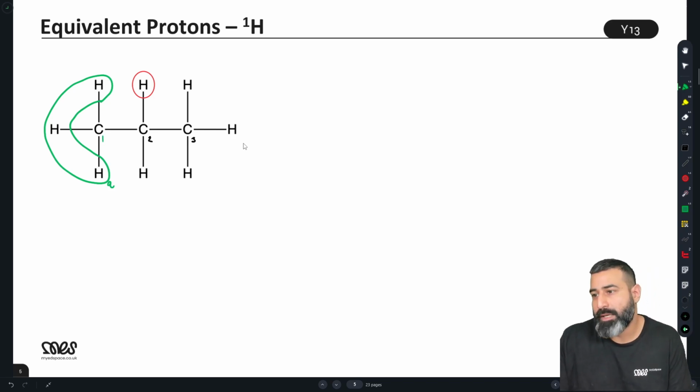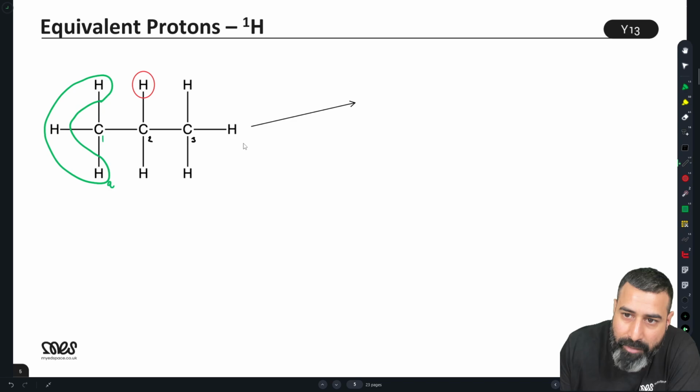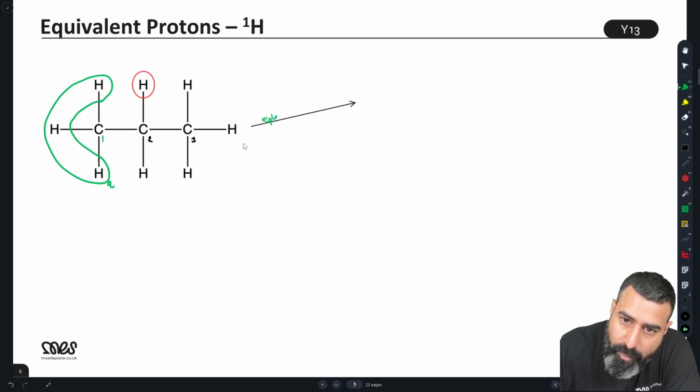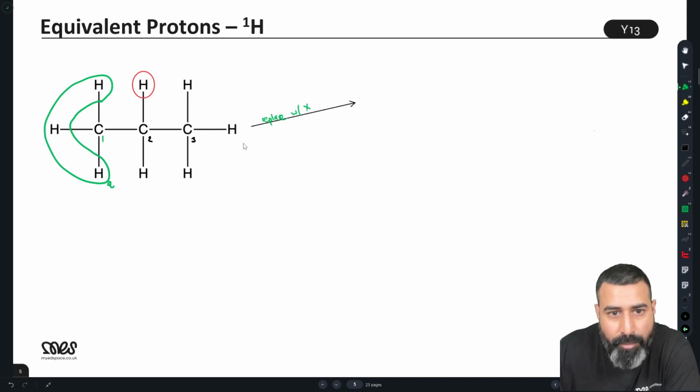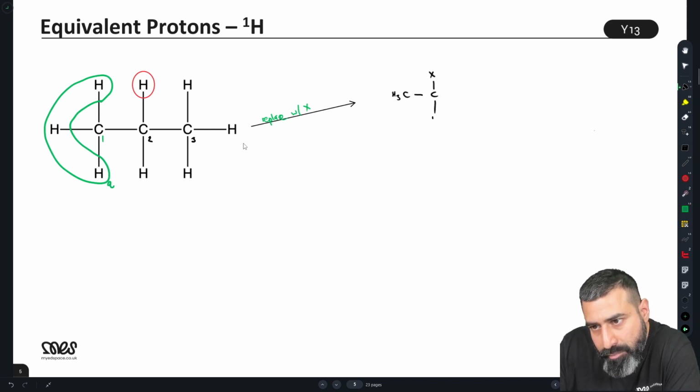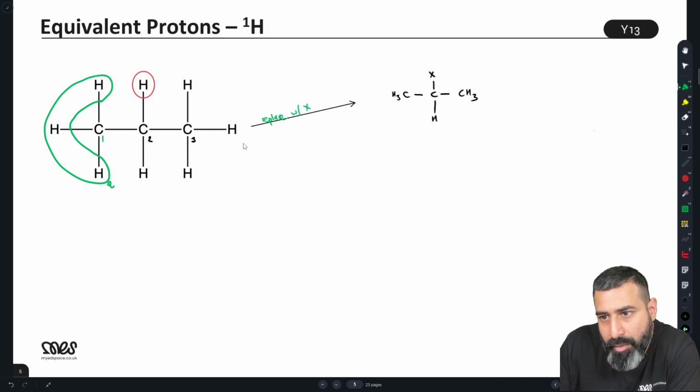What we're going to do is replace the protons on carbon number 2, and if they give us a different name, then these are different. If they give us the same name, then they're equivalent to the protons on carbon number 1. This is quite a nice way of doing it. So replace with X, and we are going to get this.